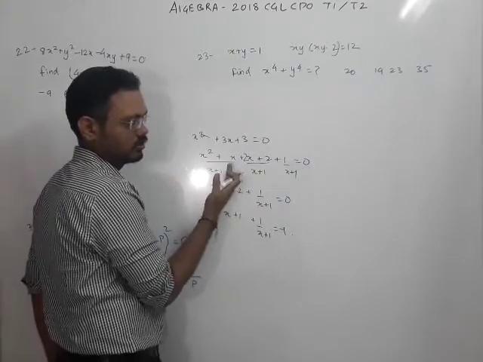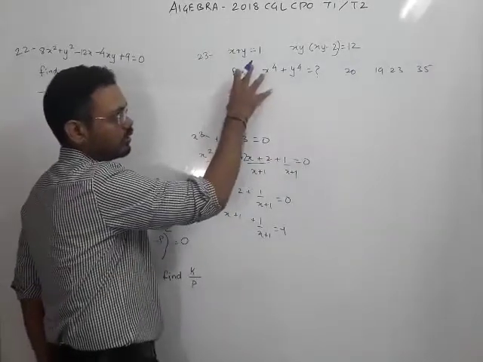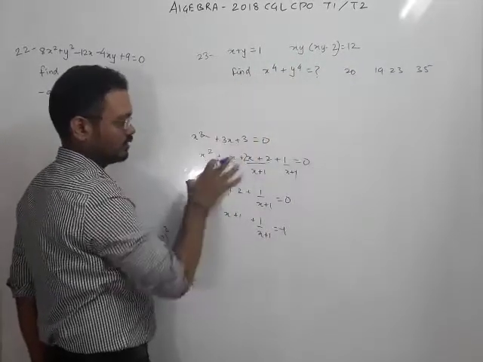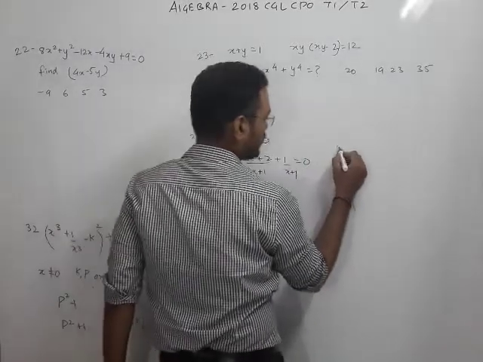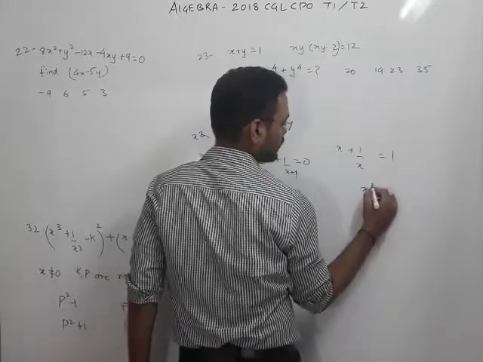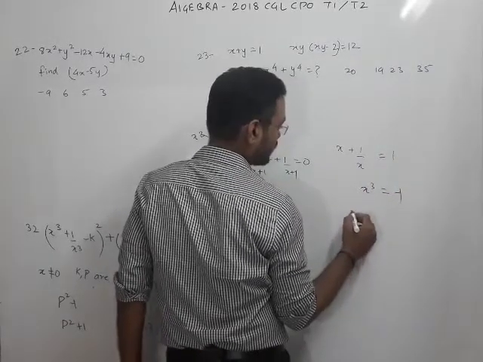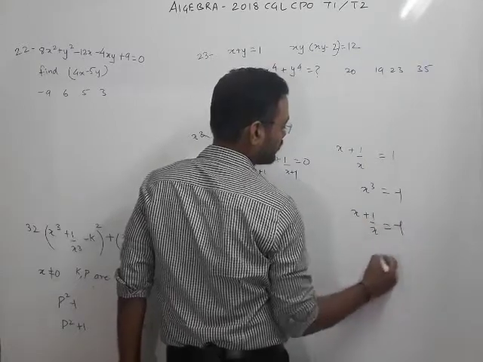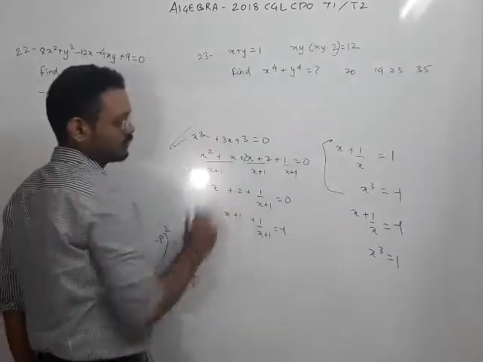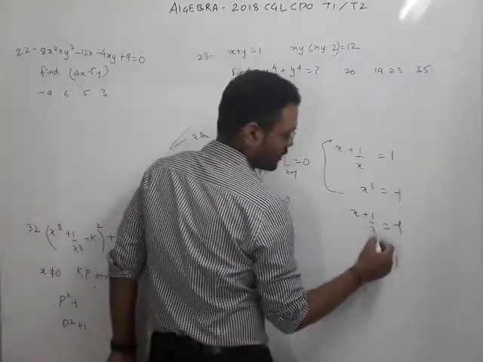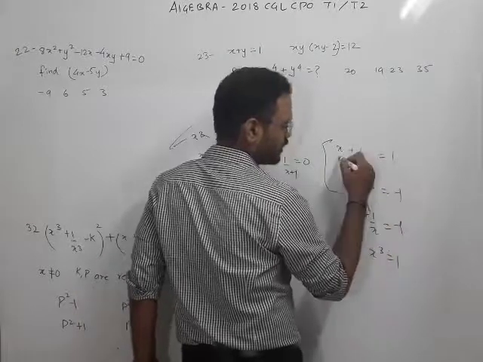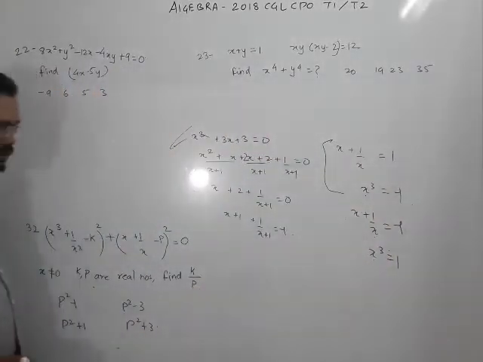This is a customized sum which is made on the lines of another sum which can come on the same lines. When you find x plus 1 by x as 1, it implies x cube is minus 1. Same thing, if x plus 1 by x is minus 1, it implies x cube is 1, which is also possible in these sums. Whenever you see x plus 1 by x as minus 1, you can take x cube as minus 1, and when you see x cube as minus 1, you can take x plus 1 by x as 1.